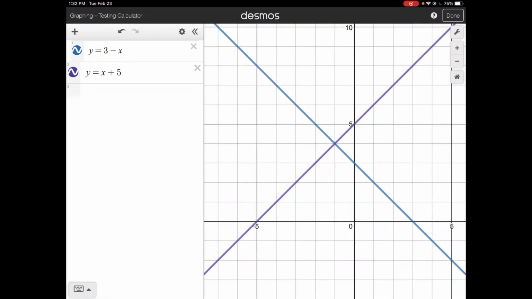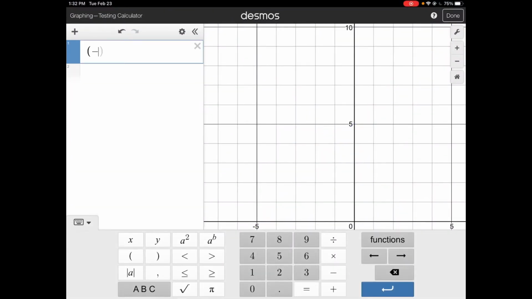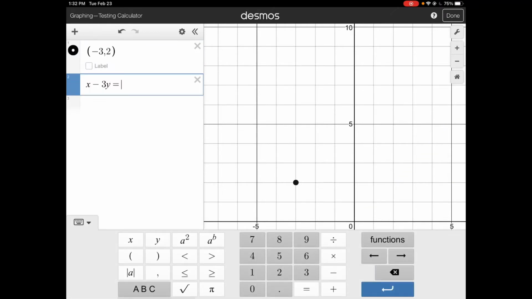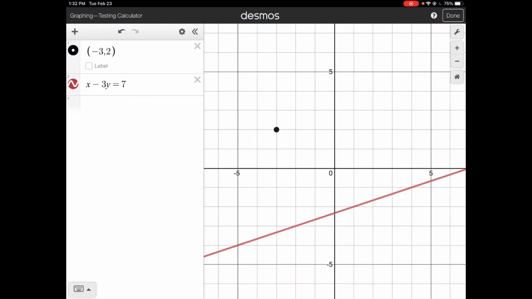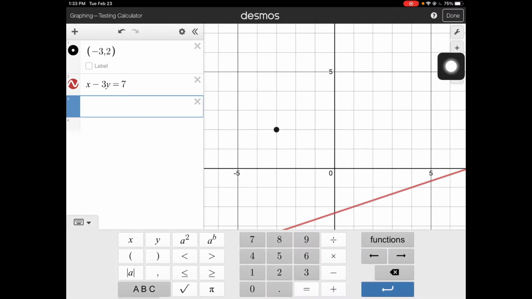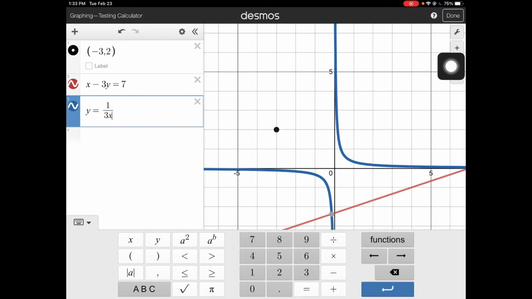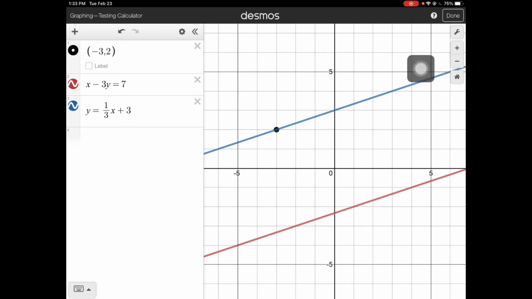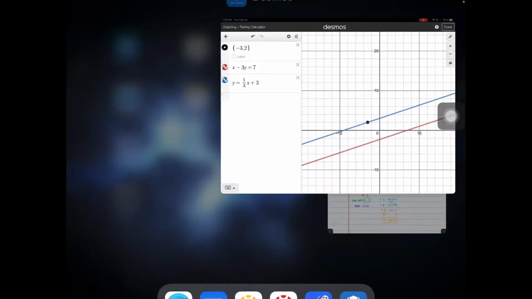So let me go ahead and type those points in. The point that they gave us was the point -3, 2. And then they gave this equation, x minus 3y equals 7. All right, so notice how the red line and the black dot are not touching each other at all. But they want us to make a line that goes through this black point right here, and it's parallel to the red. So hopefully it goes like that. Well, the equation we came up with was y equals 1/3 x plus 3. Yes, it goes through the black point, and it's parallel to the red line. So we did this correctly.